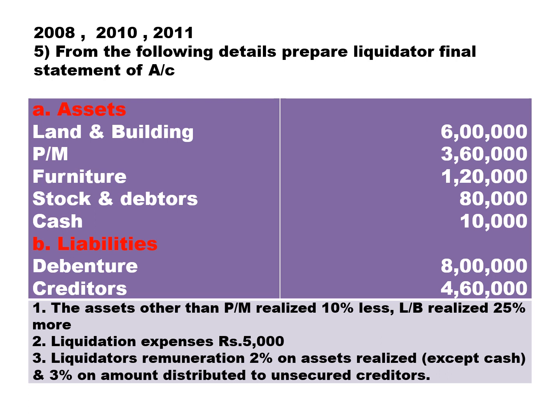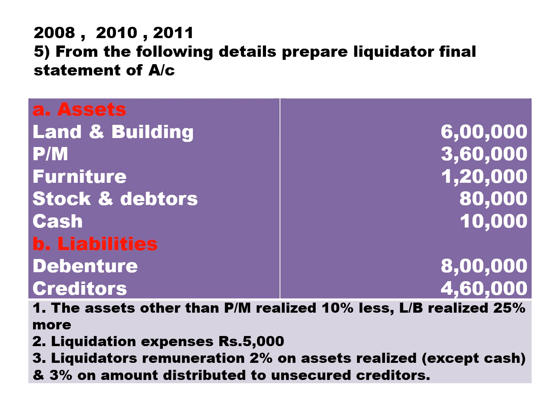So what are the assets we have with us? We have land and building 6 lakh, plant and machinery 3 lakh 50,000, furniture 1 lakh 20,000, stock and debtors 80,000, and then we have cash 10,000. These are the 5 assets that appear before us. Then we have liabilities: debentures and creditors. 2 liabilities with 5 assets.